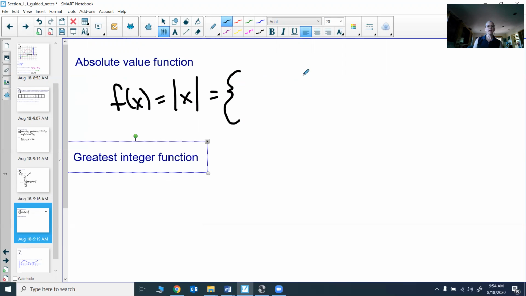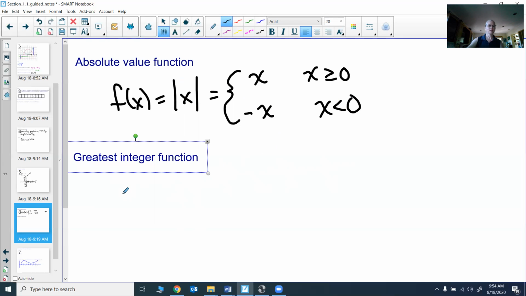If x is greater than or equal to 0, then you just get the number back. So if you put in 2, you get 2 back. If you put in 5, you get 5 back. If you put in 0, you get 0 back. However, if x is less than 0, you get the opposite number back. If you put in -1, you get 1 back. If you put in -2, you get 2 back. So the way we represent that is a negative in front of the x, which changes the sign.